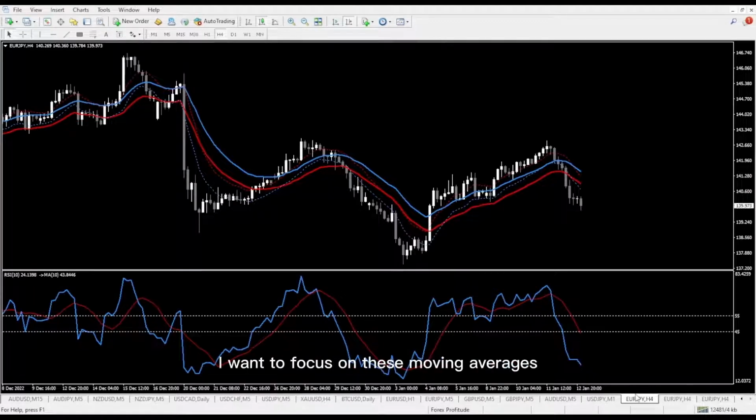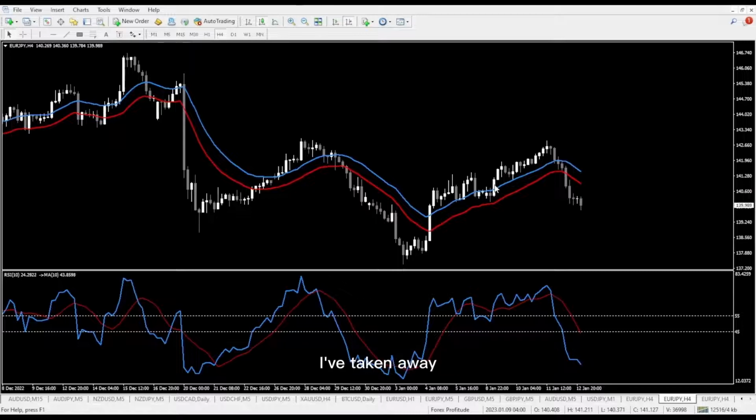So to begin with, I want to focus on these moving averages. There are 4 different moving averages on the chart. And then underneath, we've got an RSI with a moving average. So let's start with these moving averages. Now on this chart here, I've taken away a couple of the different moving averages. And what we're left with is a 20 EMA of the highs, which is the blue one, and a 20 EMA of the lows, which is the red one.